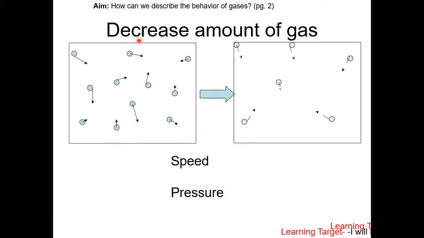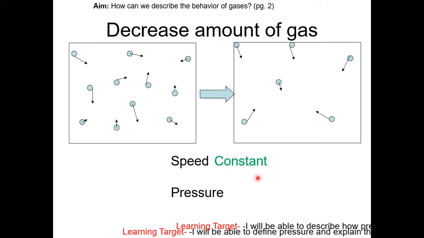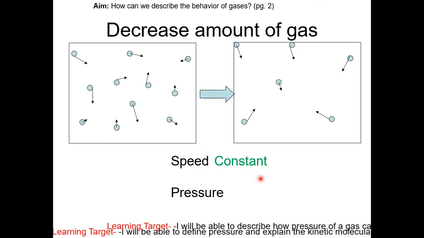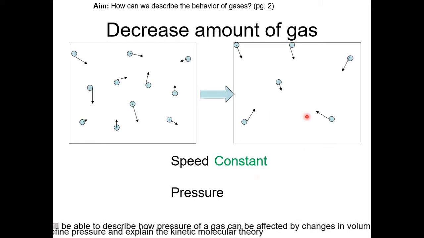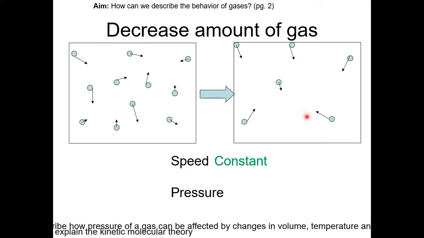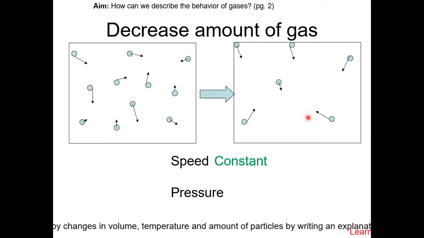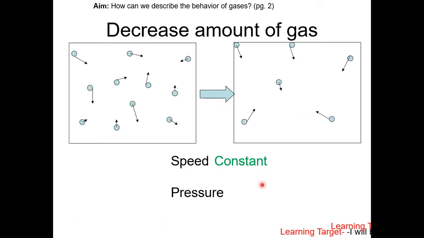In the second scenario, we decrease the amount of gas particles. So notice that the amount of gas particles decreases. The speed of the particles is constant because the temperature is constant. Temperature is the average kinetic energy. Since we have fewer particles, there are fewer particles hitting the container. Since fewer particles are hitting the container, the pressure would decrease.